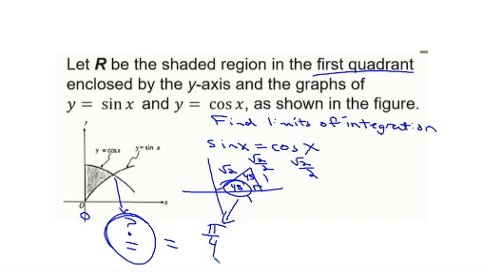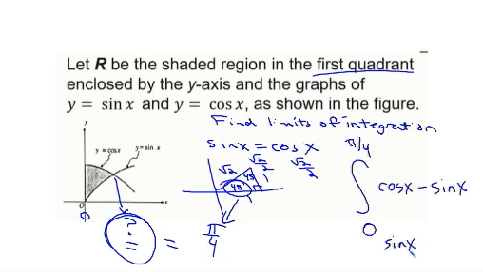And so I'm going to do the integral from 0 to pi fourths of the upper function cosine of x minus the lower function sine of x. And of course, that turns into the antiderivative of cosine is sine. The antiderivative of negative sine is positive cosine. And we're evaluating that from 0 to pi fourths.